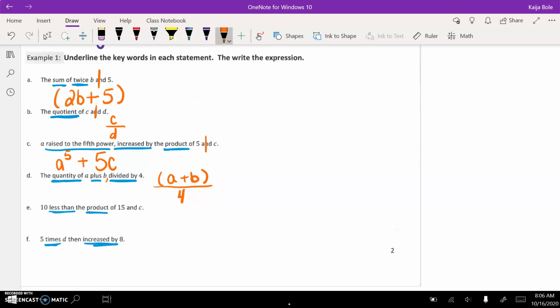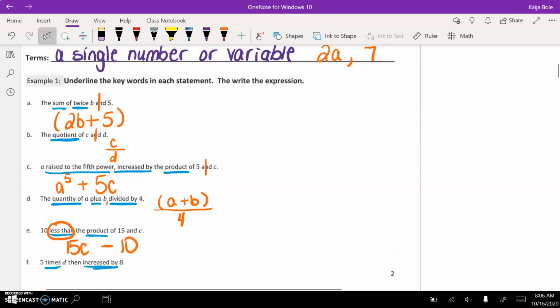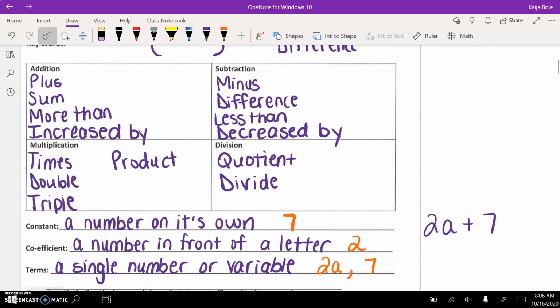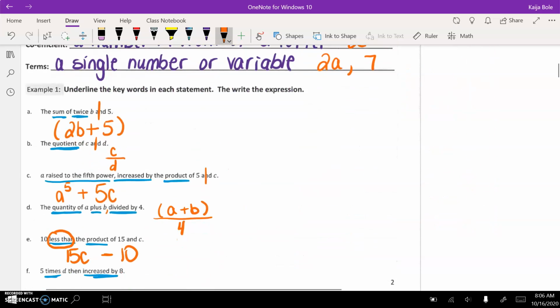Part E, 10 less than the product of 15 and C. Now, less than is super important. If you think of what's 10 less than 20, that would be 20 minus 10. So we're going to do minus 10 over here. And then the product of 15 and C is multiplying, so 15C minus 10. So up in the top, where we have less than, you might want to write a little star, put a little note, and say that this means to switch the order, so you don't forget.